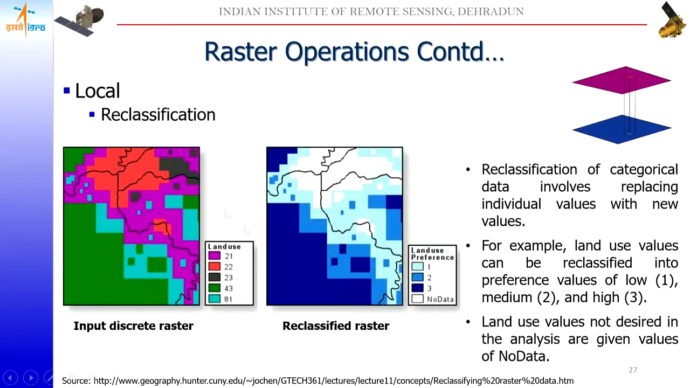For example, here we are given a land use map having these 5 classes represented by the numbers 21, 22, 23, 43, and 81. Based on some preference, they have reclassified those regions into basically 3 classes, with 1 as a no data region. So this is quite useful when we are doing a multi-layer operation or multi-criteria evaluation, where we are trying to create the suitability indexes for various layers and then computing them on the final overlay to arrive at the desired results.